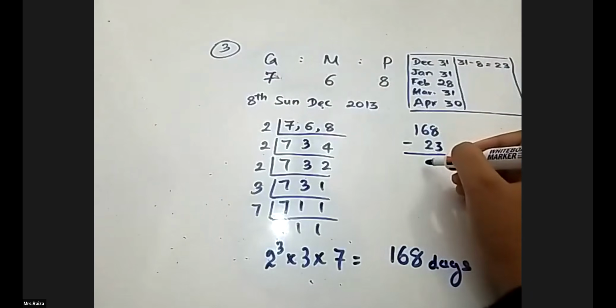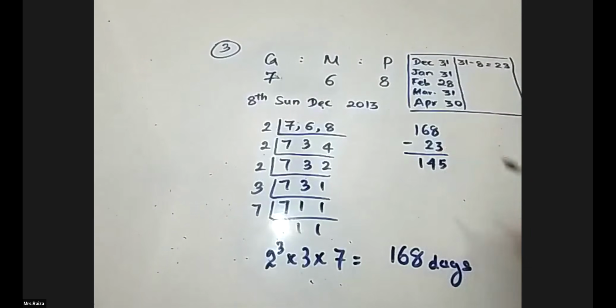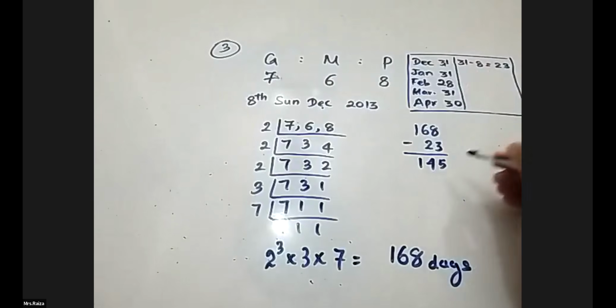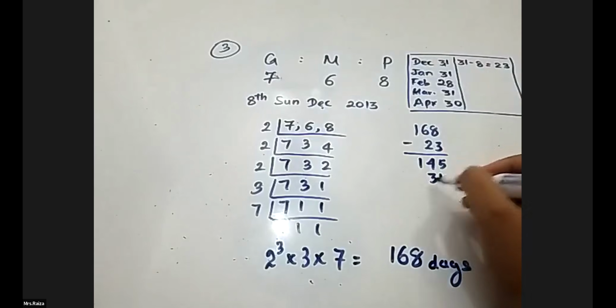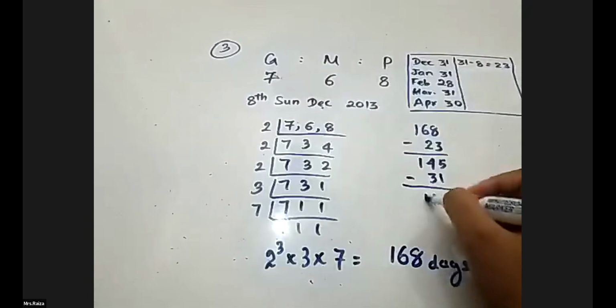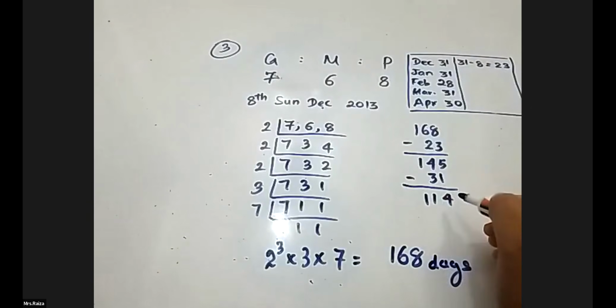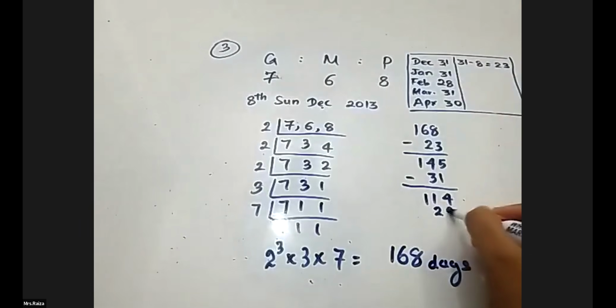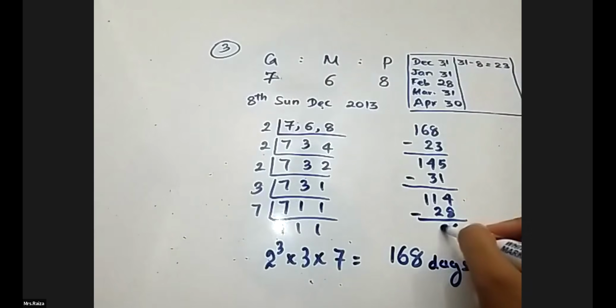Let's see how many days are left. 145 days are left. From these days, we are coming to January. If we take all the days of January out, will they meet in January? We'll see. No. Balance again, 114 days are there. Now we'll come to February. If I take all the days of February, will they meet in February? Let's see. No. There are 86 more days. Now we'll take the days of March.